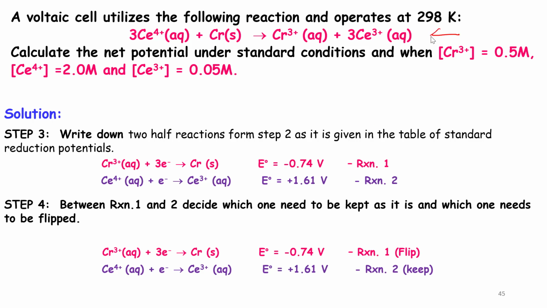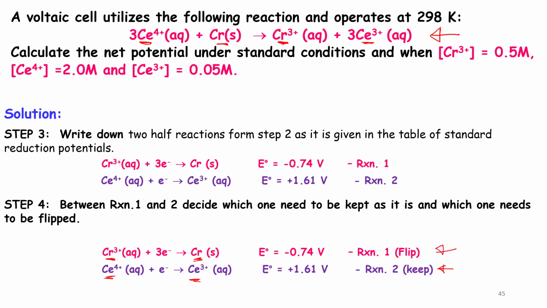In the overall reaction, we see that there is cerium 4 plus on the left side, and we are comparing that to the cerium reaction that we just wrote down. We see that the cerium 4 plus is on the left side, and the corresponding cerium 3 plus is on the right side. So we know that the second reaction, we're just going to keep as it is because it matches exactly what is given in the overall reaction. But if you look at the first one here, we have chromium 3 plus on the left side, whereas the chromium 3 plus in the overall reaction is on the right side. And the chromium in the half reaction is on the right side, whereas the chromium solid is on the left side. So that tells us that we have to flip the first reaction and keep the second reaction as it is.